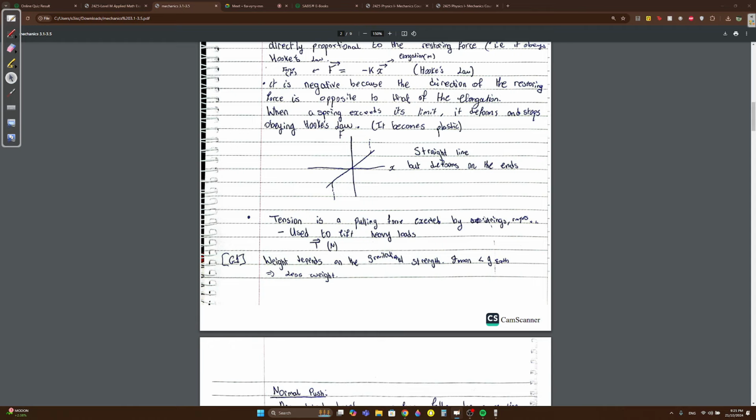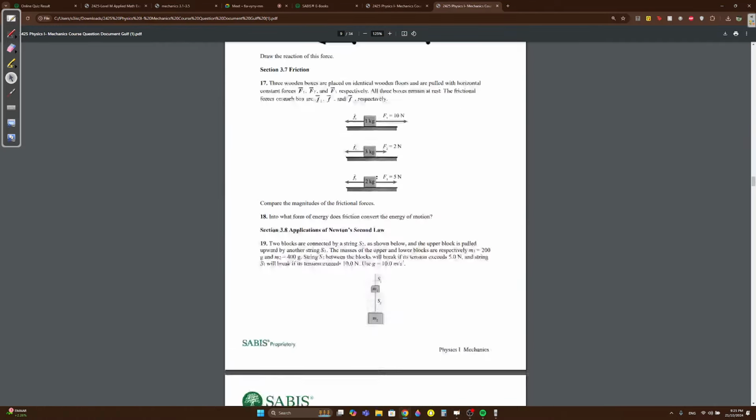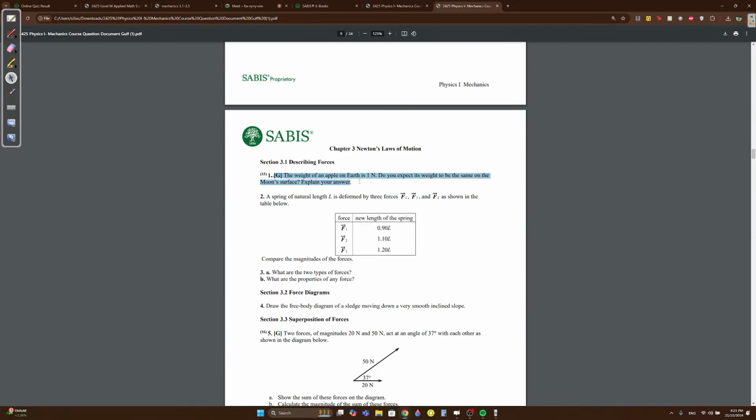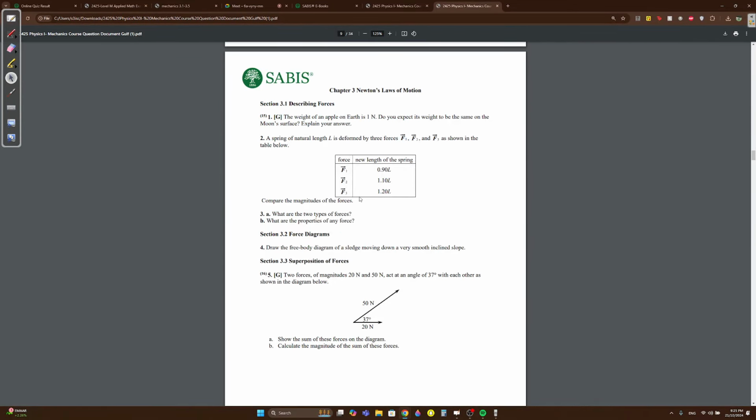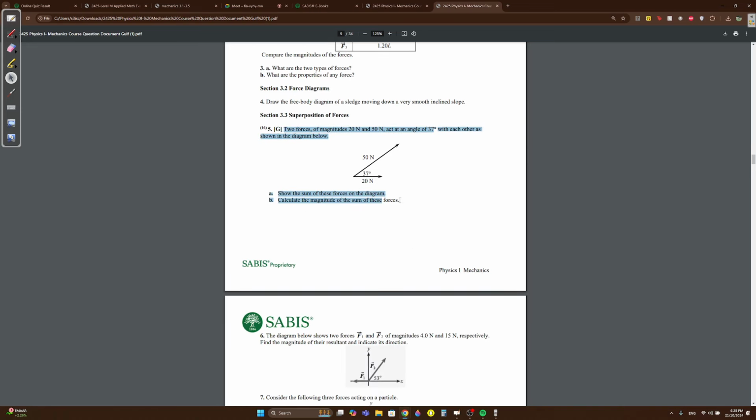Tension is a pulling force exerted. Okay, you need to know this. What is tension? It's a pulling force exerted by strings and ropes used to lift heavy loads. By the way, solve the grids, even the ones that are not required, but the grids for 3.1 to 3.5. For example, let's go down to here, this one for example. Okay, and this one. This one I think it will come by the way.